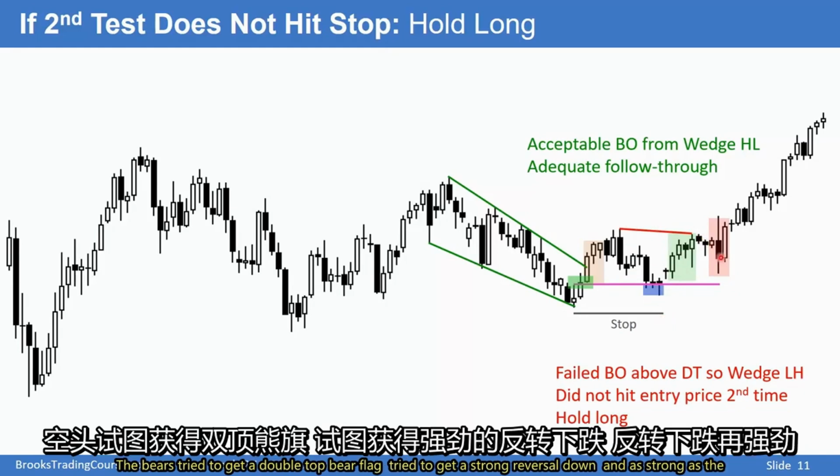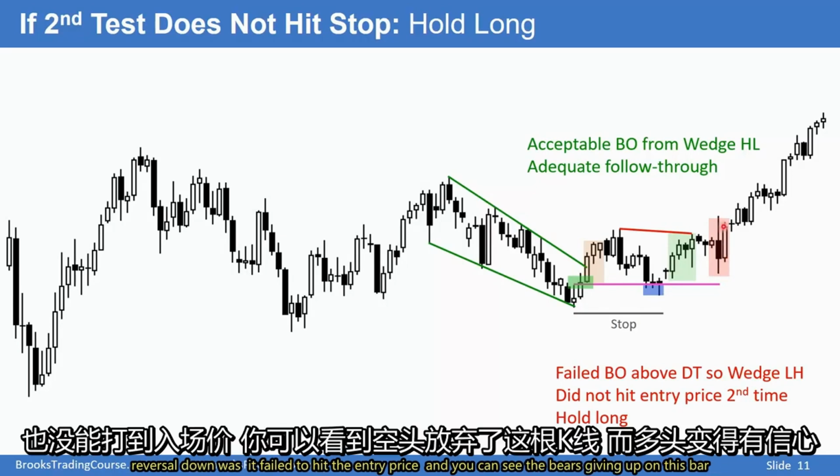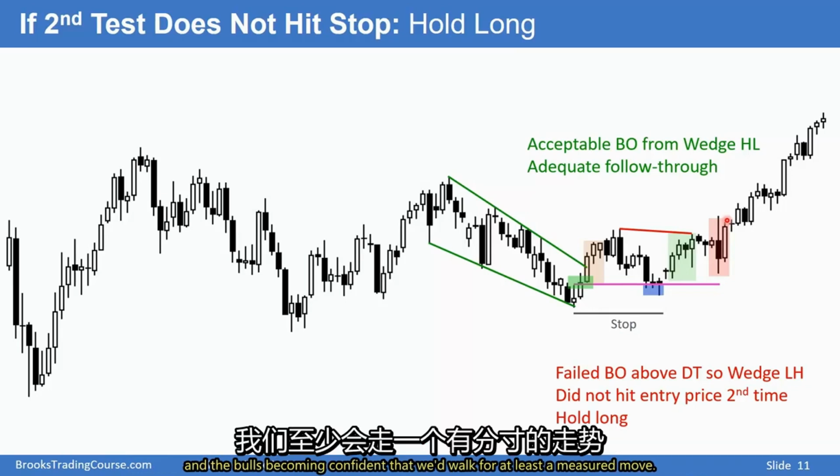The bears tried to get a double top bear flag, tried to get a strong reversal down, and as strong as the reversal down was, it failed to hit the entry price, and you can see the bears giving up on this bar and the bulls becoming confident that we'd go up for at least a measured move.